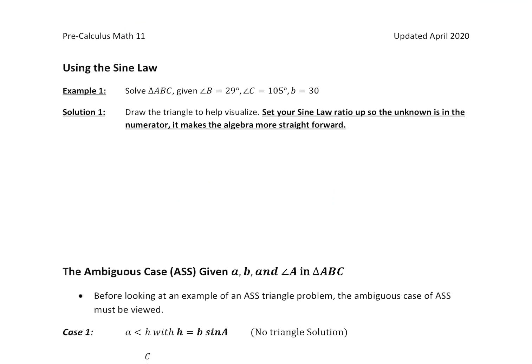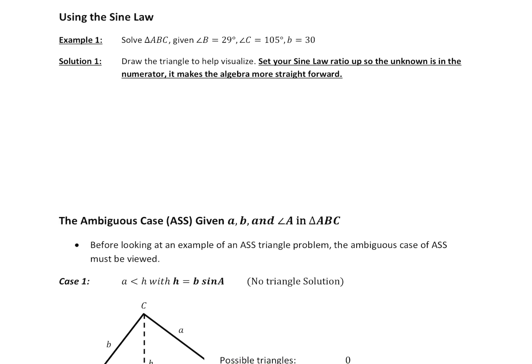All right, so now using the sine law. And you'll see under the blank space, you see the ASS triangle. I'm going to get to that one shortly. So here's the first example of using the sine law. You're given a bit of information. Okay, so you got the fact that you got triangle ABC, you got angle B is 29, angle C is 105, and side B is 30.